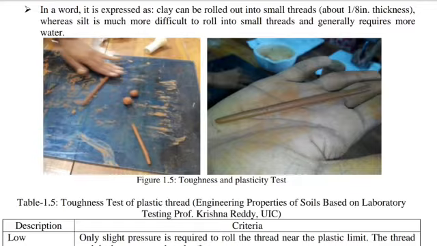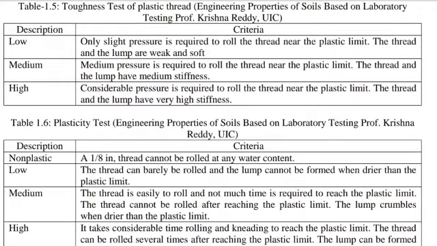Figure 1.5 shows you the toughness and plasticity test. Table 1.5, toughness test of plastic thread. Description: low. Criteria: only slight pressure is required to roll the thread near the plastic limit. The thread and the lump are weak and soft. Description: medium. Criteria: medium pressure is required to roll the thread near the plastic limit. The thread and the lump have medium stiffness. Description: high. Criteria: considerable pressure is required to roll the thread near the plastic limit. The thread and the lump have very high stiffness.